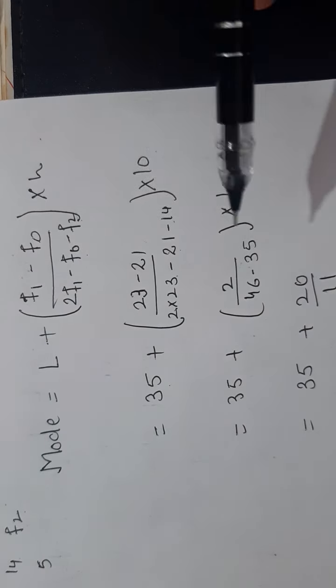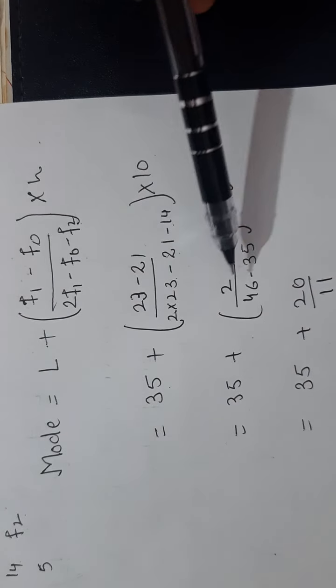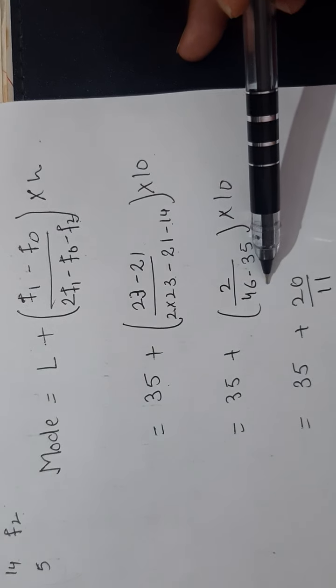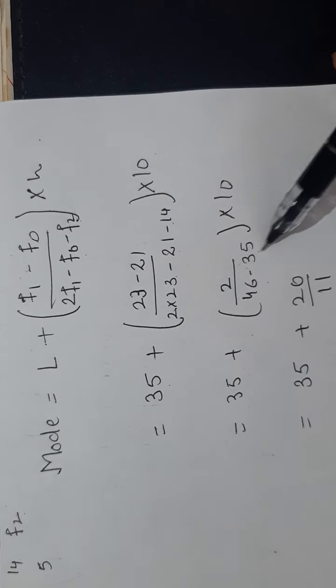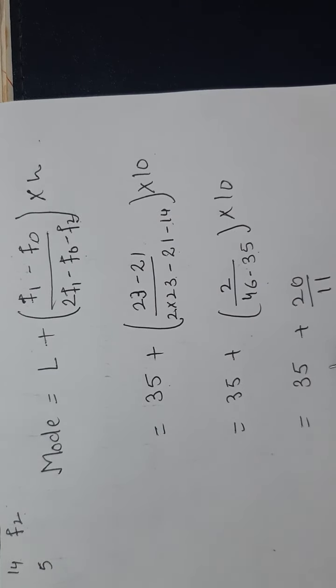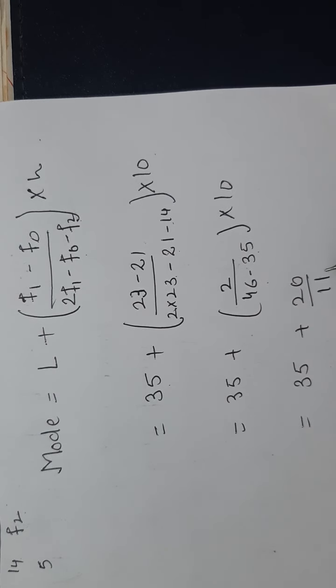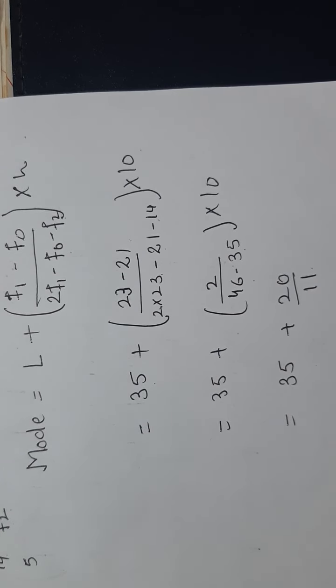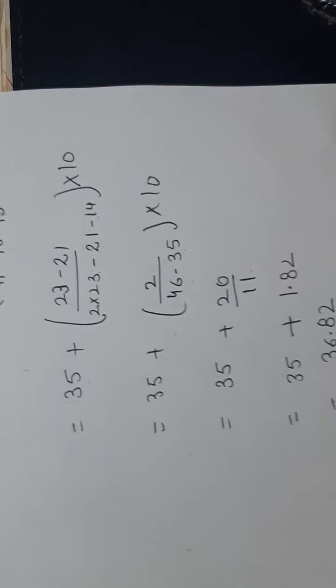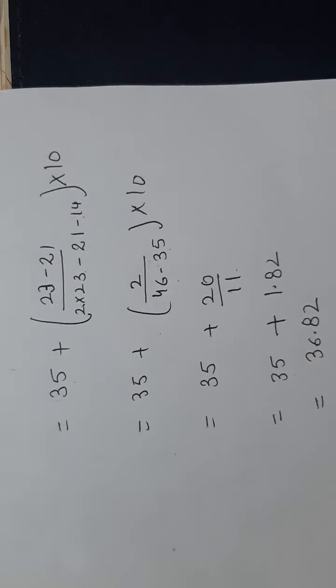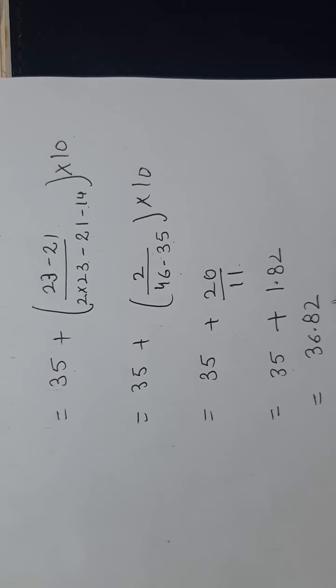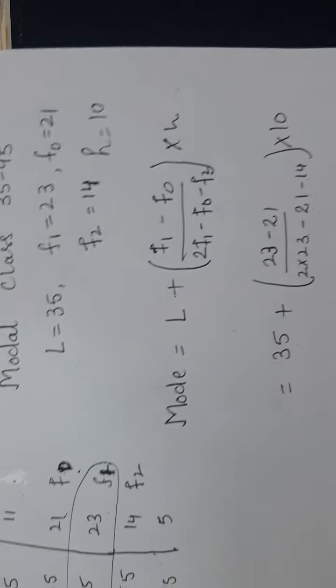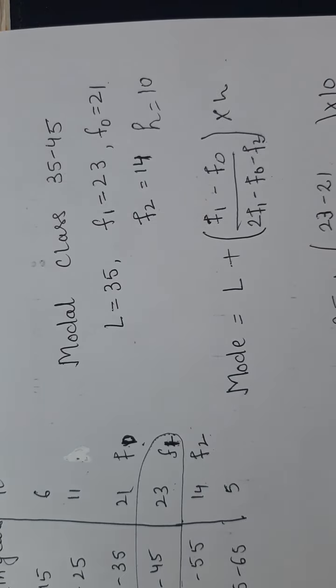Then here we get 2, here we get 46 minus 35, which is 11, and this becomes 35 plus 2 into 10 upon 11. 35 as it is, 2 into 10 is 20, upon 11. First of all you have to solve this much only. This gives 1.82 and this is 35. Adding them we get 36.82 as our answer. I hope this is clear to you.